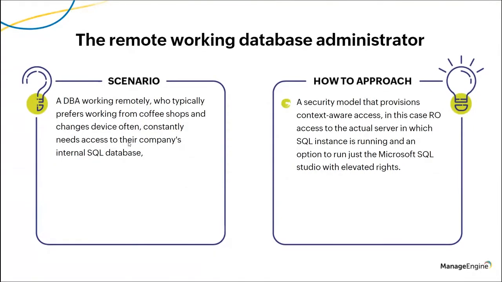The next one is, let's say you have a DBA. The DBA is working remotely and they need access to the SQL database. Maybe they want to do some maintenance work, they want to run some queries. The problem is they are working in a coffee shop, right? And they often change devices. It is not like you can register the IP address of the device and give access only to that device because it keeps changing. So, in this scenario, PAM 360 would allow you to give them context-aware access.